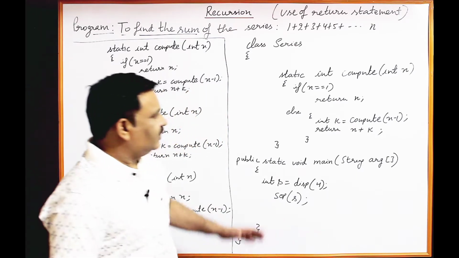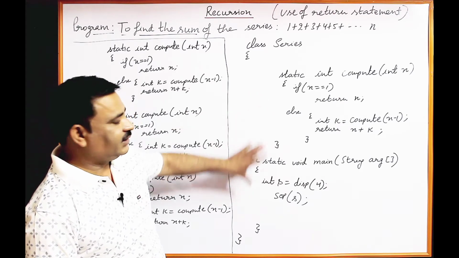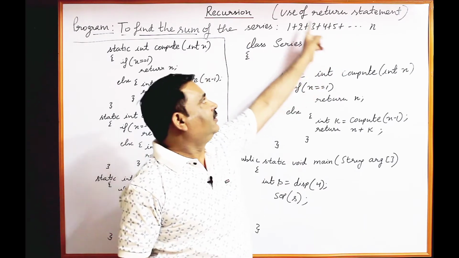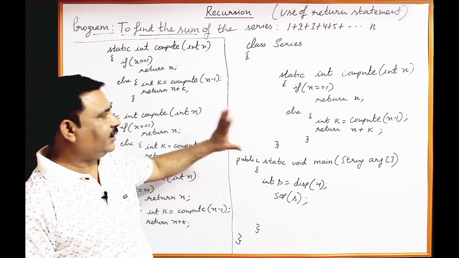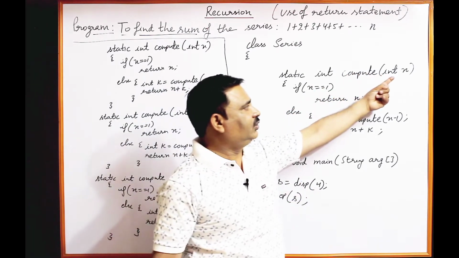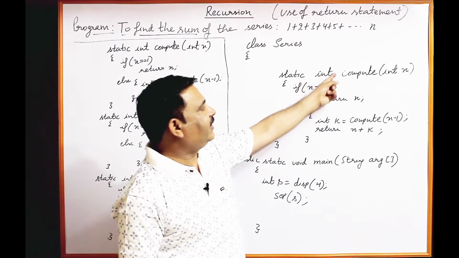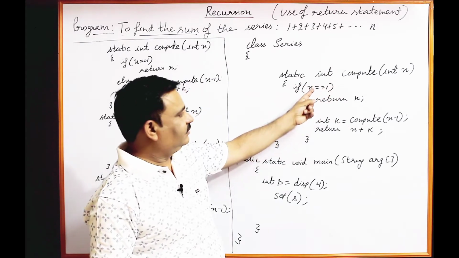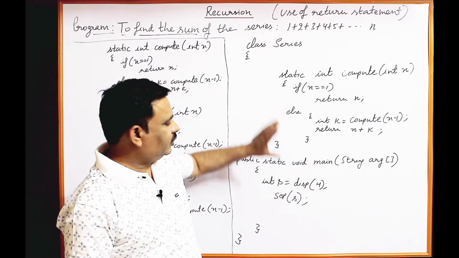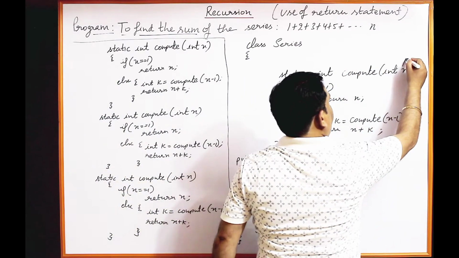Let's see. This is the compute function, and this is the main function. Now we have to find the sum of the same series 1 to n, but using a return statement. Let's continue. Here we have passed 4 to this function. This time the function will return the value, that's why the return type is int. We are using a return statement within the function. So passing 4 from here, the value of n will be 4.